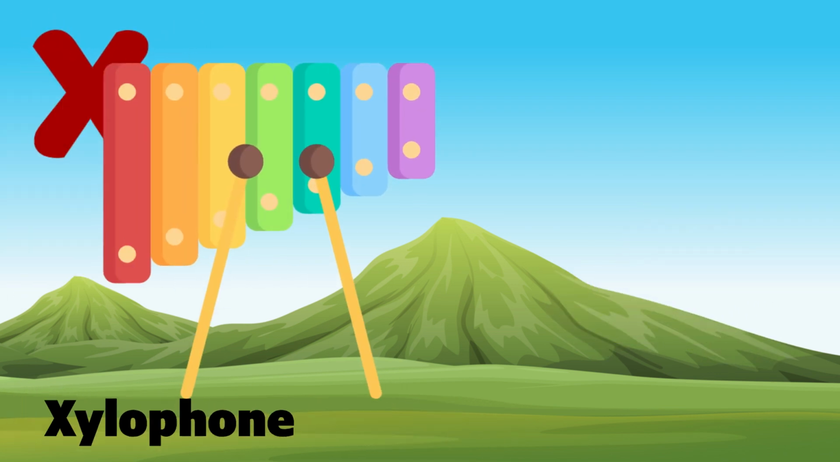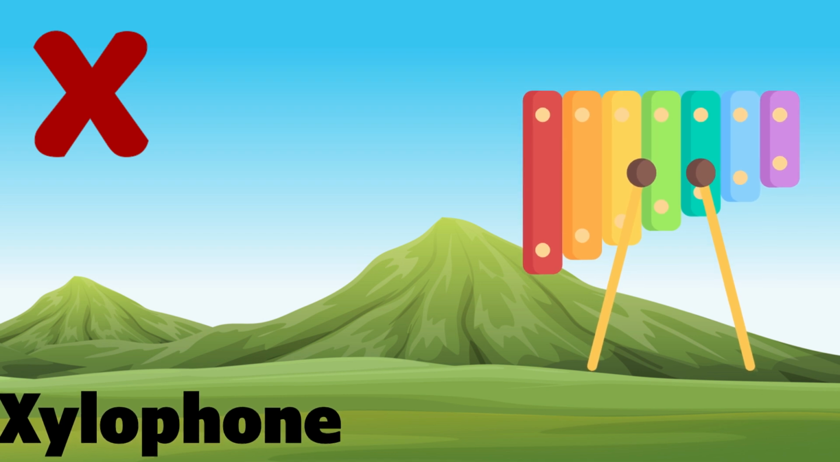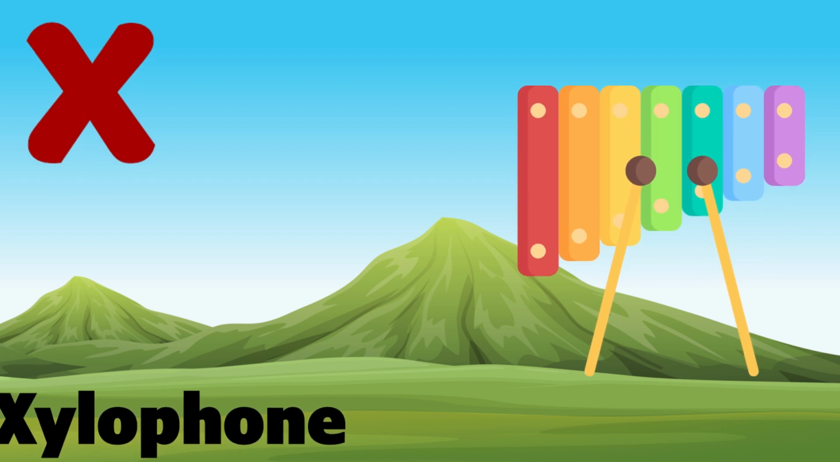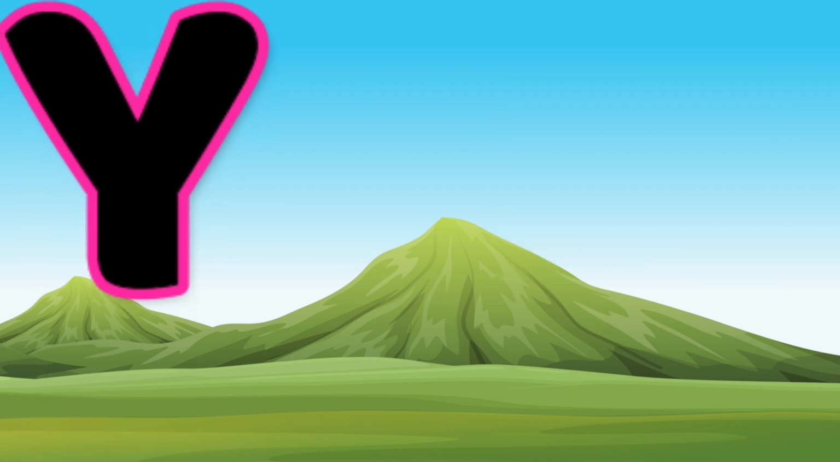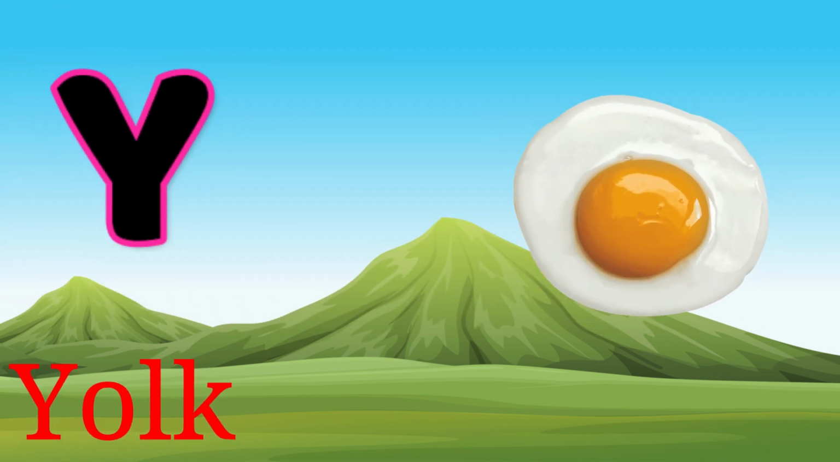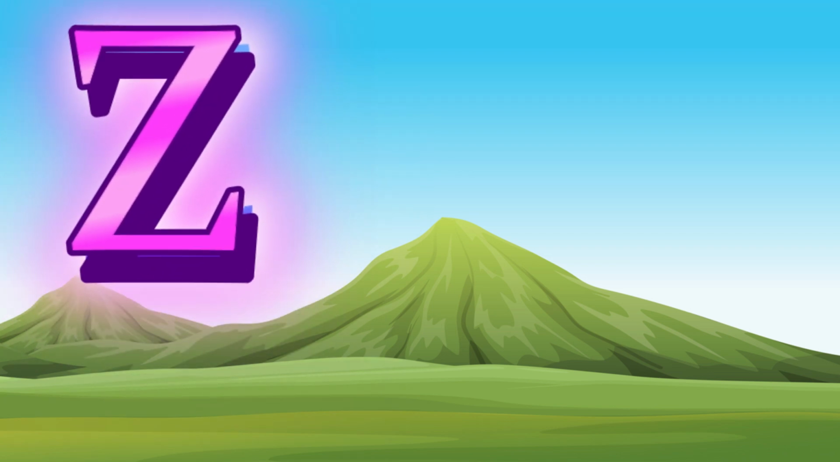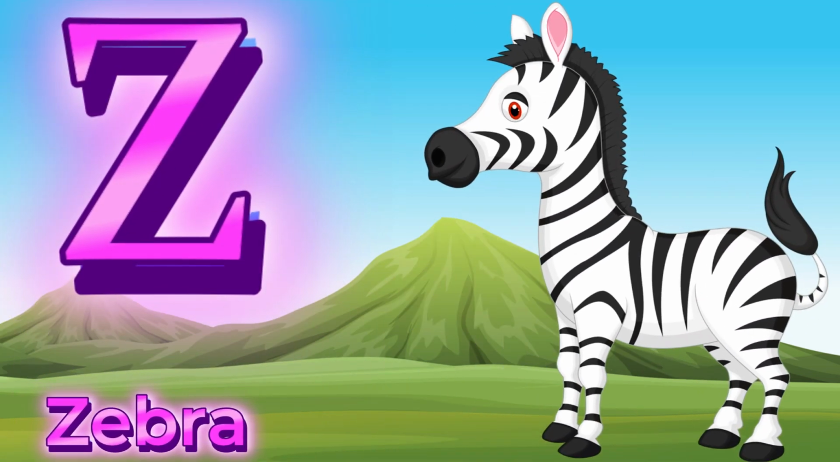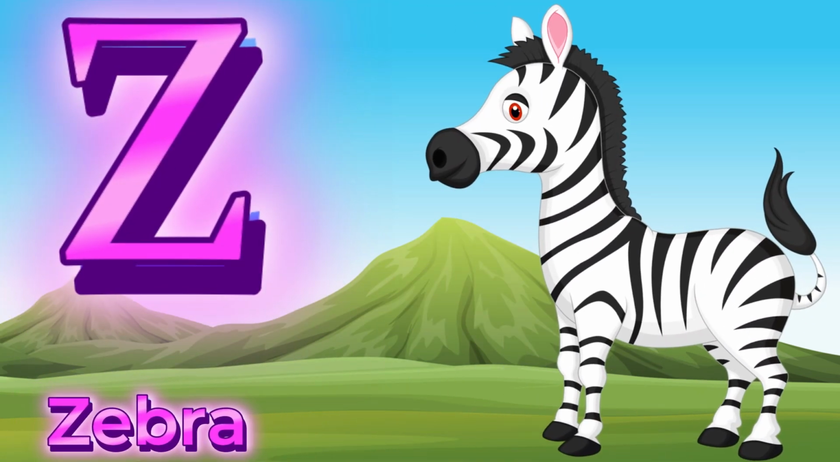X. X for xylophone. X for xylophone. Y. Y for yolk. Y for yolk. Z. Z for zebra. Z for zebra.